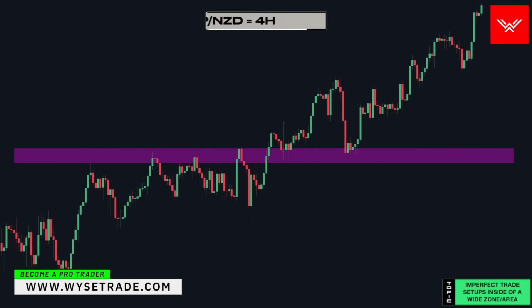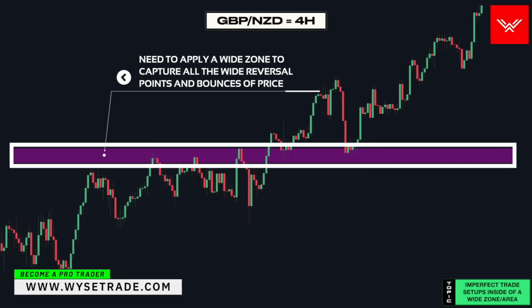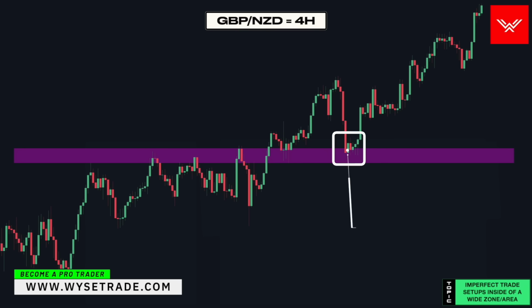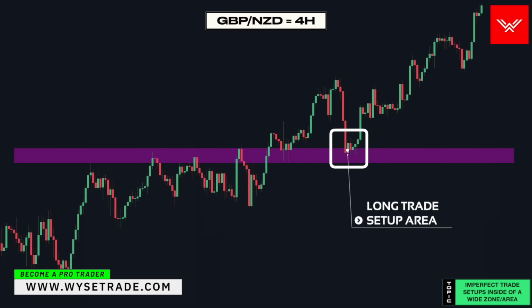This is a trade we took on the pound Kiwi 4-hour time frame. Notice how these reversal points happen in the same general area, but not very close together, which means you cannot place a slim level, but instead need to apply a wide zone like this. This here is your long trade setup because of the following factors.